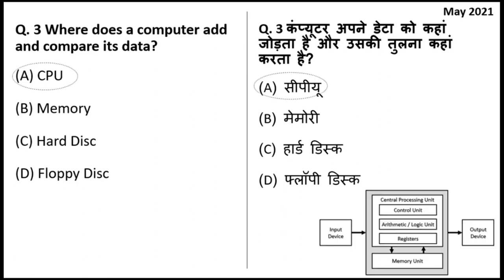The CPU consists of three components: control unit, arithmetic logic unit, and memory unit. So this comparison is done by the ALU, which is inside the CPU. So in these four options, the right answer is option A. Comparison of data is done by CPU.